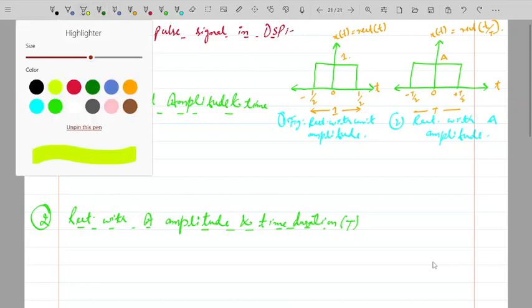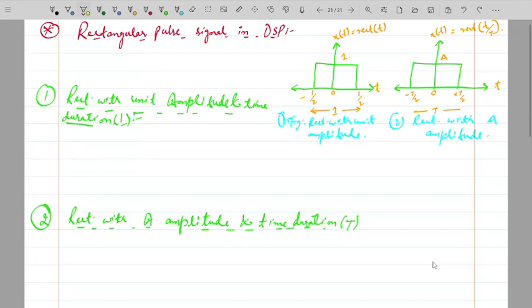Welcome guys, in the continuous sequence of signals in digital signal processing. In this video lecture we will discuss the rectangular pulse signal in DSP.